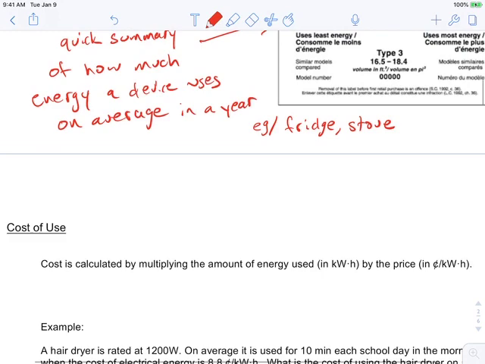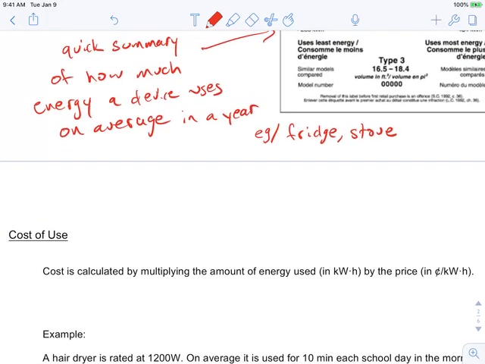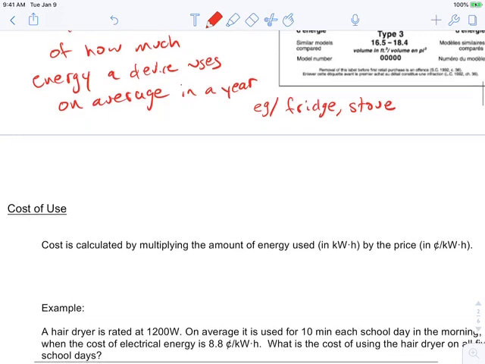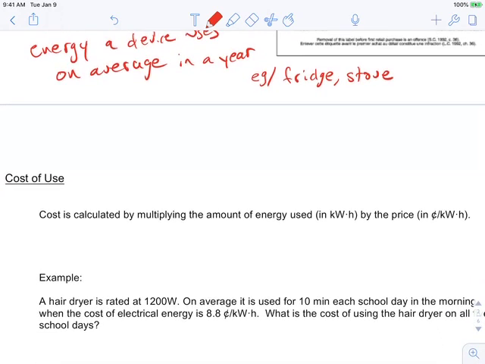Okay, now we're going to get into our formula. So it is time to do this. We have a formula that we're going to take a look at here. So the formula is cost equals power times time times price. So this is one of our formulas, but it's very, very specific.